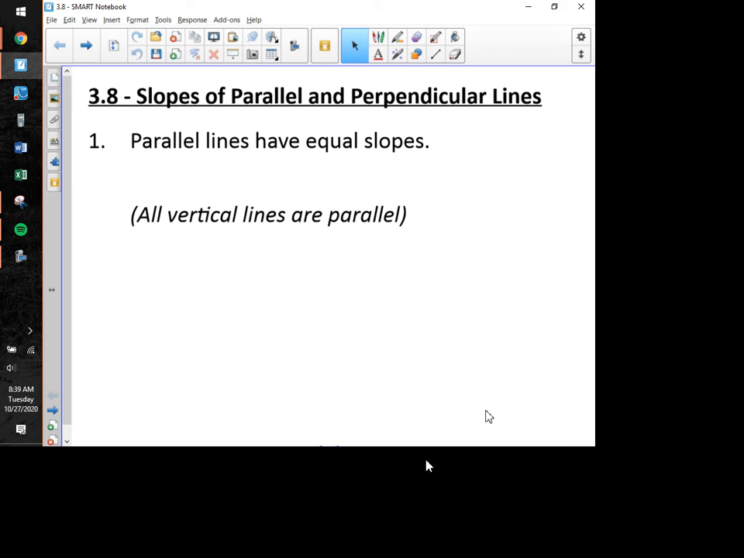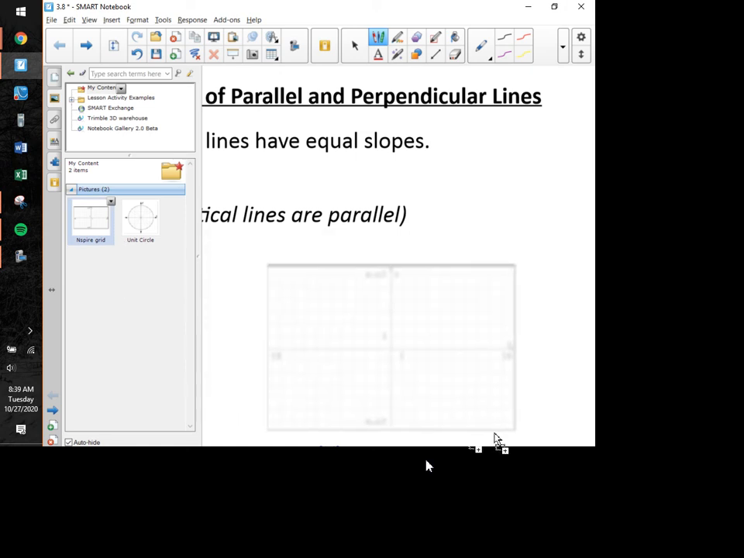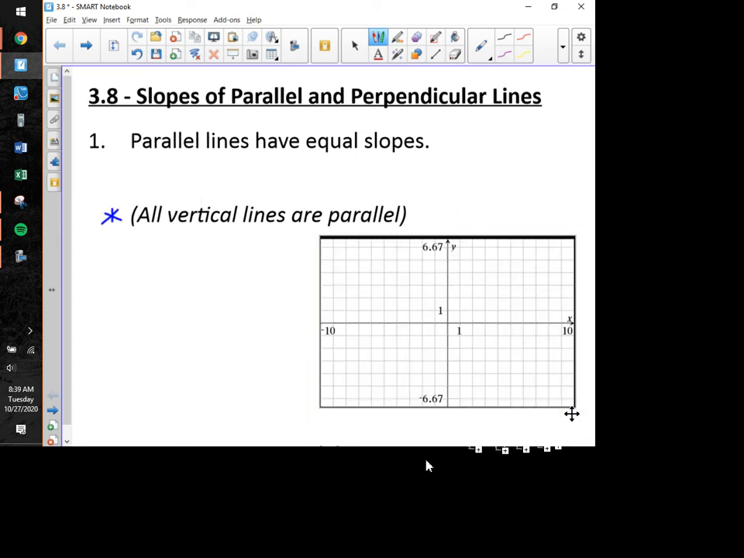So, a couple of big ideas right here. The first one that we're going to talk about is this concept here that parallel lines have equal slopes. I'll come back to this idea in just a moment. This is one that people usually don't need a whole lot of convincing of being true, but let's take just a moment right here and talk about a couple of lines that have equal slopes.